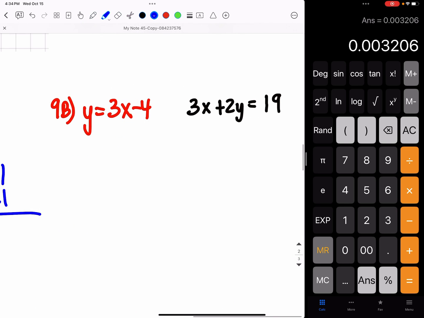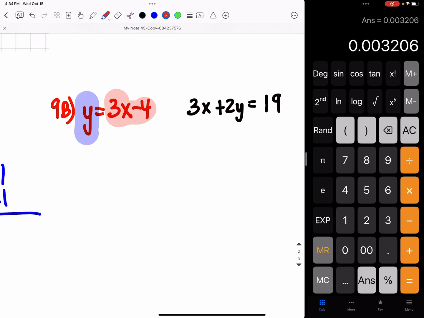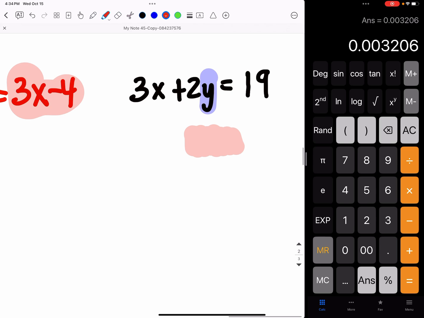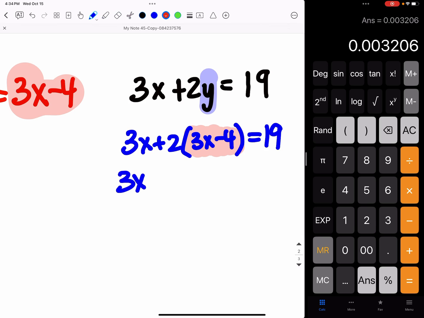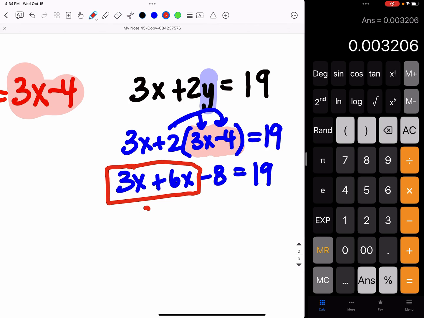This one, there's hi. There's hello. Over here, there's hi. Let's take it out, replace it with hello, which is 3x minus 4. We have 3x plus 2 times 3x minus 4 equals 19. 3x, distribute the 2, plus 6x, distribute the negative 4 is negative 8 equals 19. We've got 2 sets of like terms right here, 3x's and 6x's. That is 9x's minus 8 equals 19.